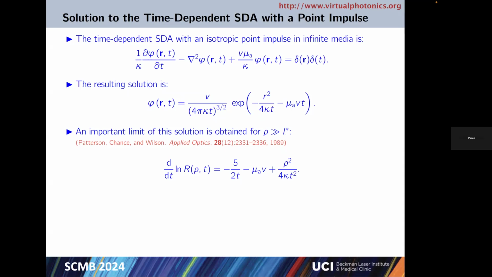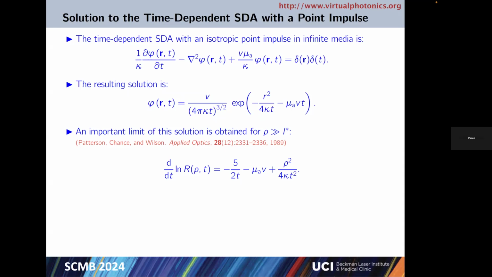The solution is this for the Green's function, but what's really interesting, to generate some intuition, is if you look at the solution of that equation in the limit of using source detector separations larger than L star. Say you have a source detector separation of 5 or 10 or 20 millimeters. That solution reduces to a fairly simple equation. So the time derivative of the natural log of the measured reflectance. This is the measured reflectance that you measure at a particular location as a function of time. Take the natural log of that and you look at the time derivative.